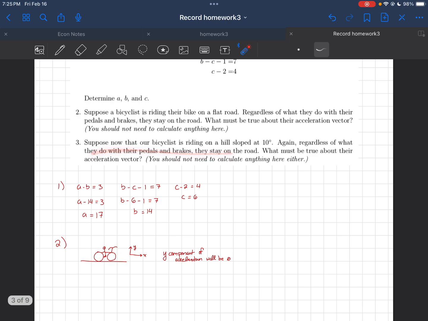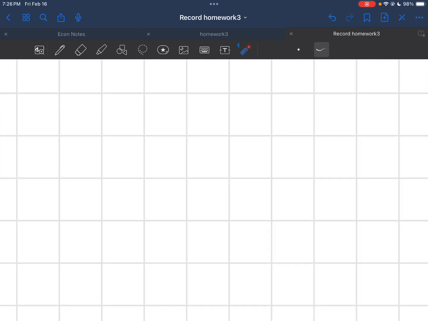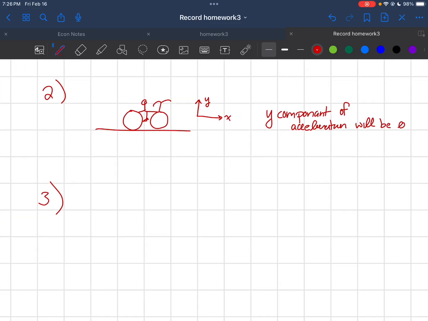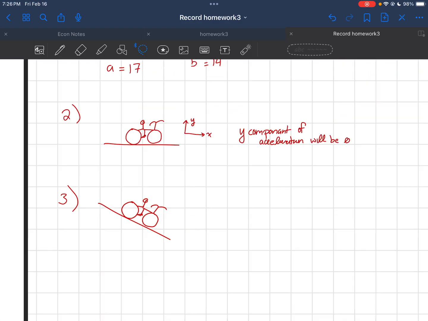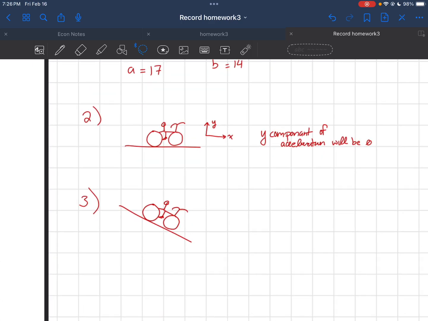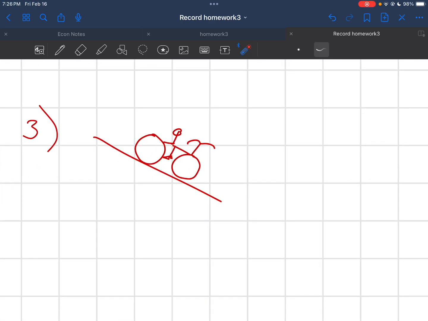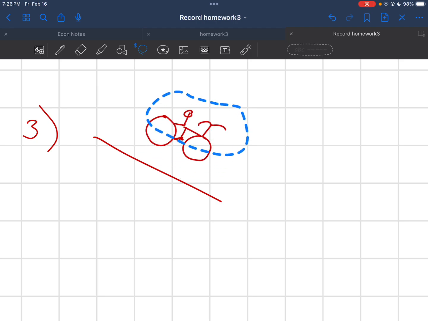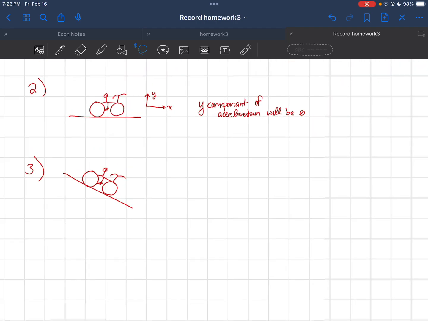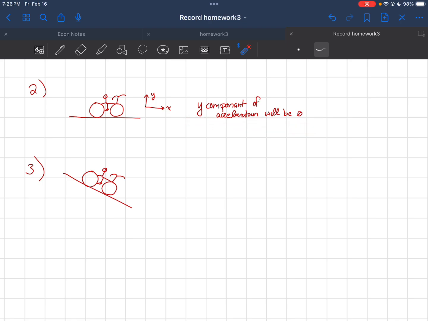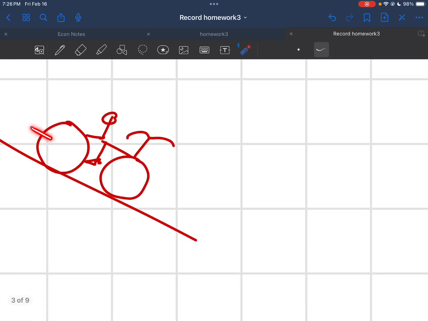And now our bicyclist is riding down a hill, sloped at 10 degrees. Again, regardless of what they do with their pedals and brakes, they stay on the road. What must be true about their acceleration vector? Well, same thing that we said before. I can take this entire thing and just tilt it at 10 degrees. They're riding on a hill, so it doesn't say if they're going up or down. Doesn't matter. But again, they're not jumping up off of the hill at all. So before we said the y component will be 0. But now the same thing is true, that their acceleration will be directed along the slope.